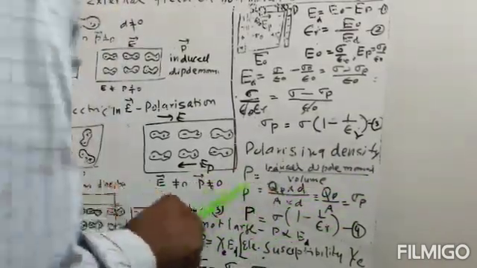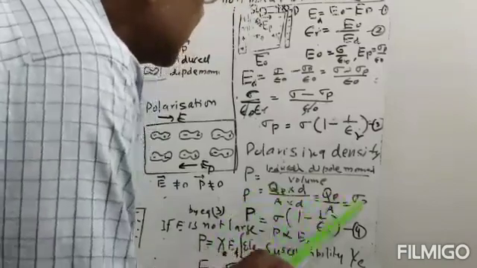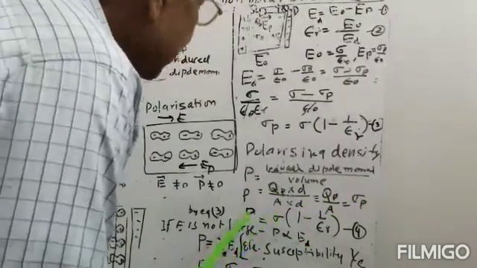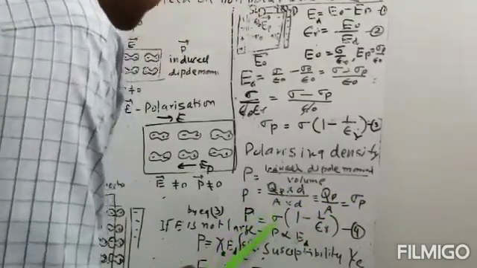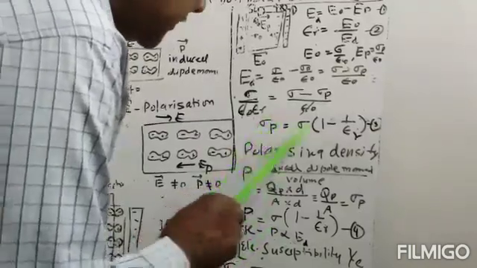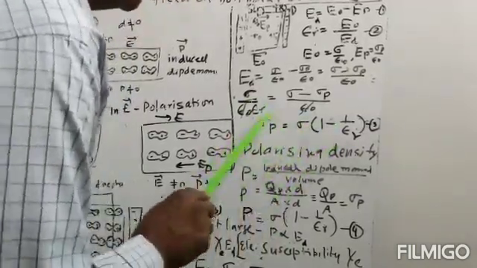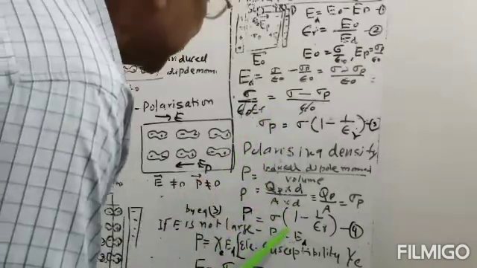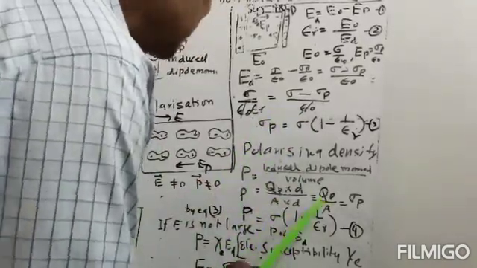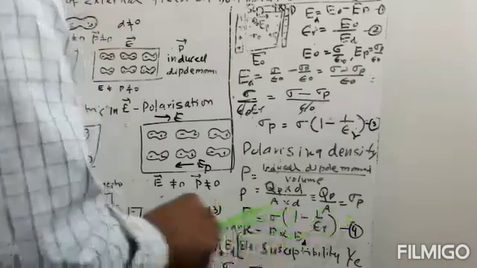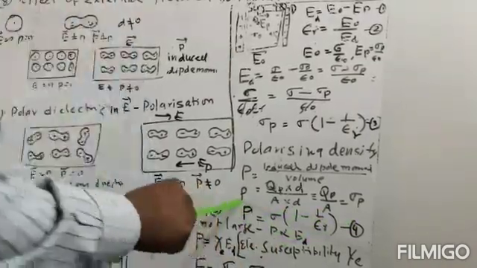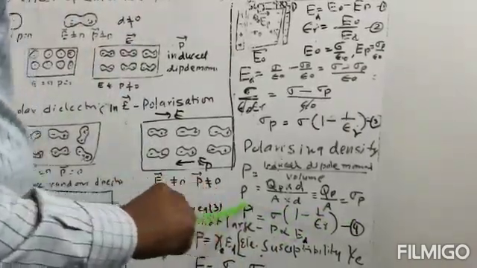So P is equal to sigma P. Here we take from this relation sigma P is equal to this much. So we can write P is equal to sigma P, which is equal to sigma into 1 minus 1 by epsilon 0. So this will be the relation for the polarization density.